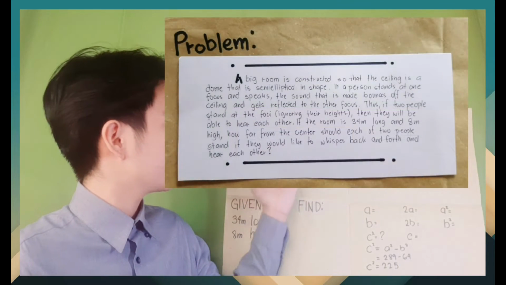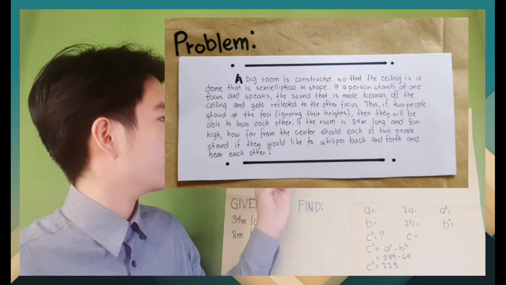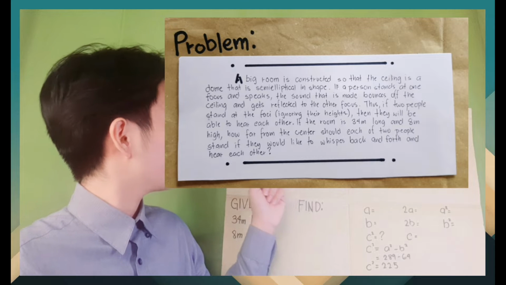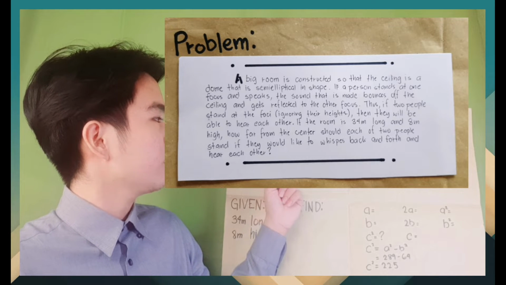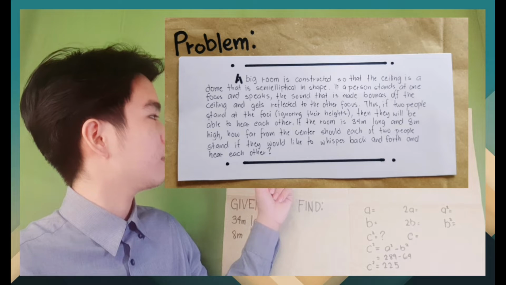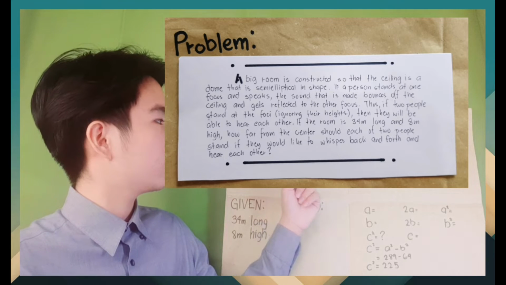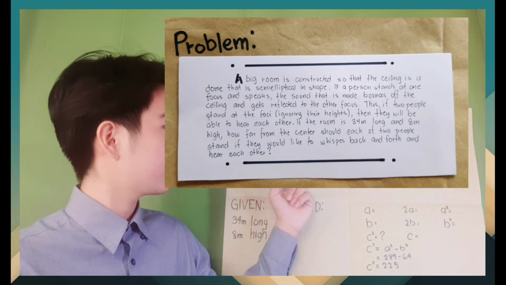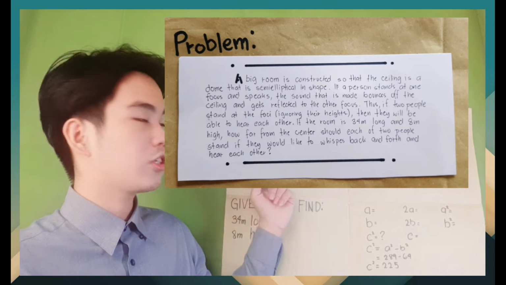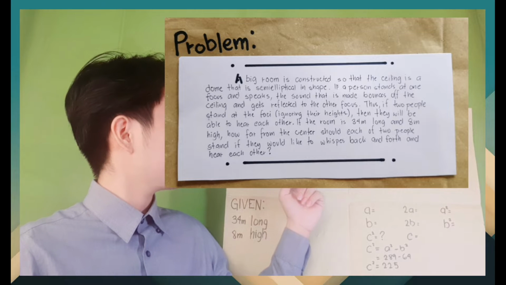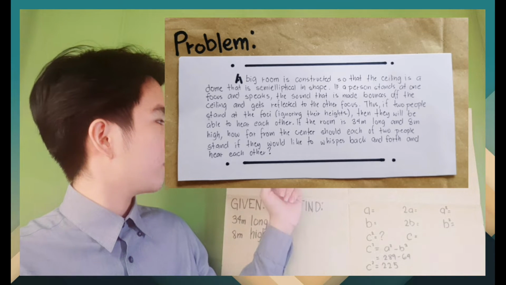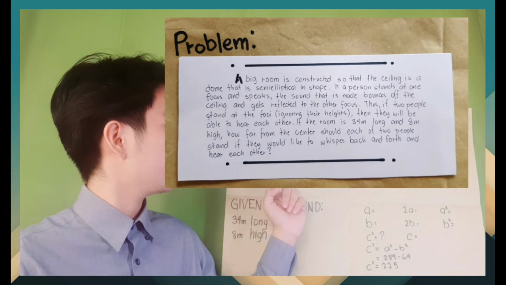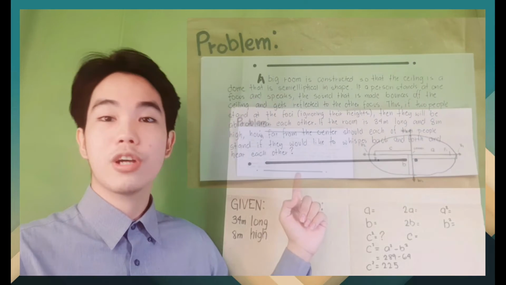A big room is constructed so that the ceiling is a dome that is semi-elliptical in shape. If a person stands at one focus and speaks, the sound that is made bounces off the ceiling and gets reflected to the other focus. Thus, if two people stand at the foci, ignoring their heights, then they will be able to hear each other. If the room is 34 meters long and 8 meters high, how far from the center should each of the two people stand if they would like to whisper back and forth and hear each other?